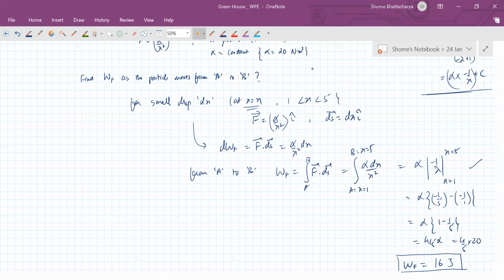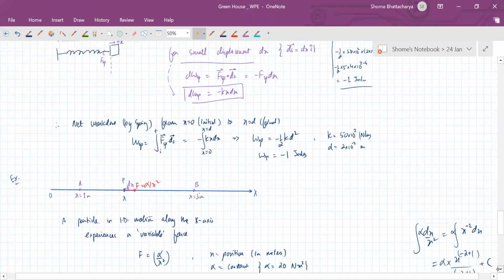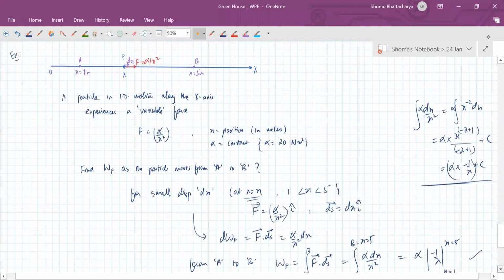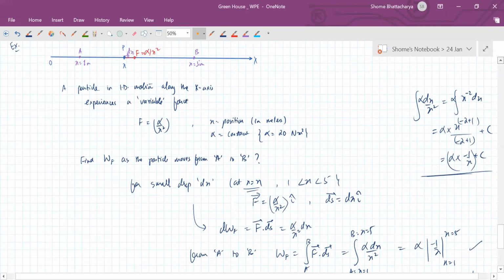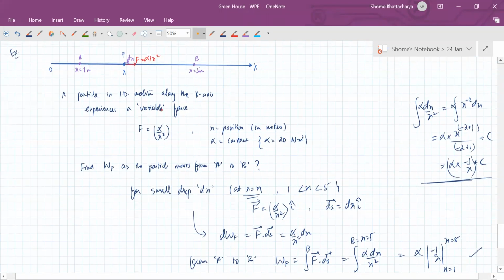Yeah, Diti, I'll show you the question once more. Okay, so this was the question. A particle is moving along the x-axis on which there is a variable force acting. There's a variable force acting along the x-axis whose magnitude is given by alpha by x square and direction is along the positive x direction, as you can see. Now we have to calculate the work done by this force as it goes from the point A, which you have seen here, to the point B, whose x coordinate is 5 meters.